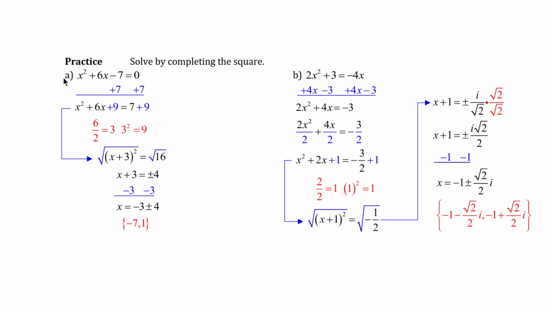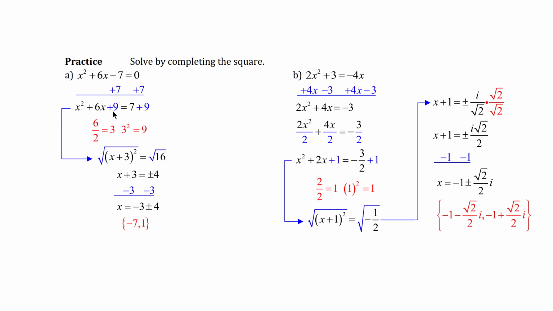Alright, so let's go over part A. The first step is adding 7 to both sides of the equation. The result is x squared plus 6x, we leave a space for completing the square, equals 7. Next we take half of 6, square it, and then add it to both sides of the equation. Half of 6 is 3, and then squaring 3 we get 9. So we need to add 9 to both sides of the equation. We get x squared plus 6x plus 9 is equal to 7 plus 9.